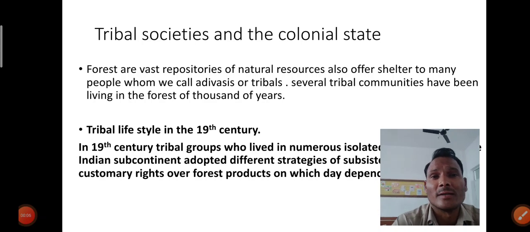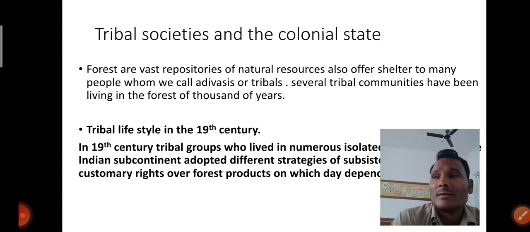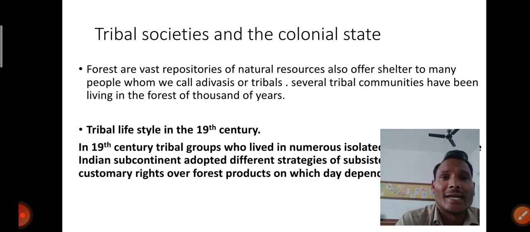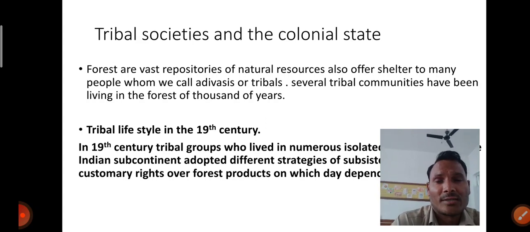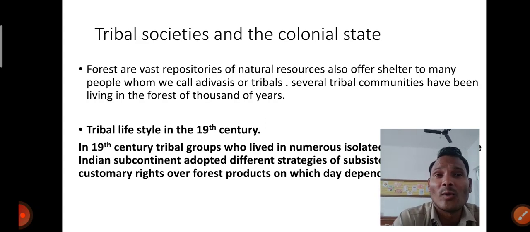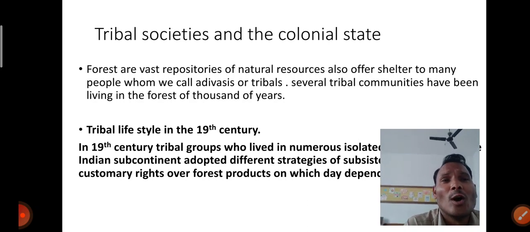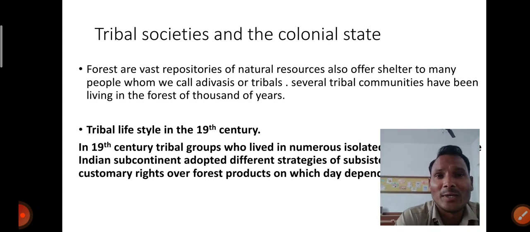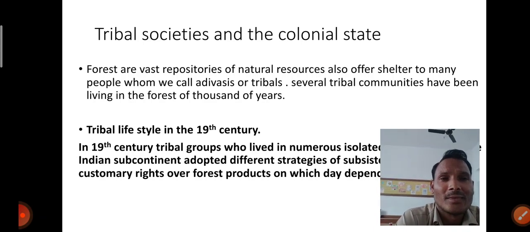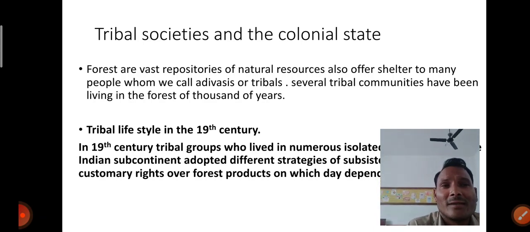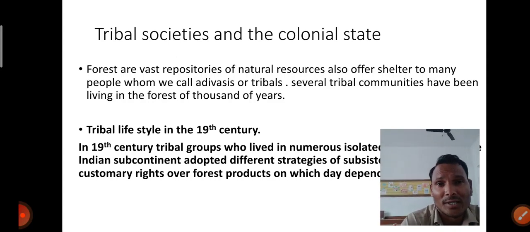Student, here we will discuss chapter number 4, Tribal Societies and the Colonial States. Forests are vast repositories of natural resources, and also offer shelter to many people whom we can call Adivasis. Several tribal communities have been living in the forests for thousands of years.